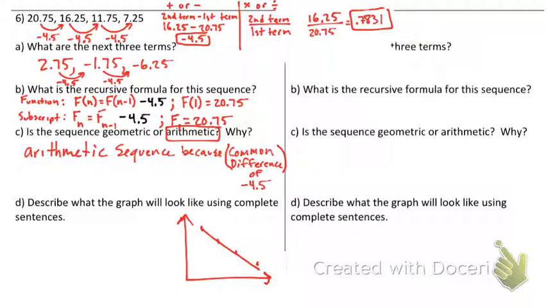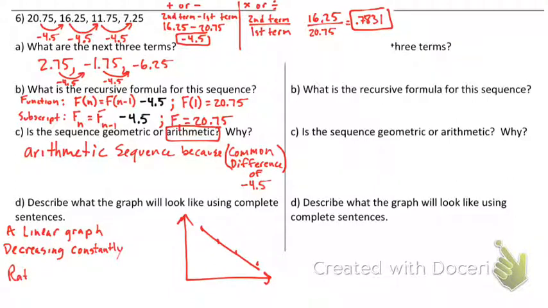All right, so that means we would describe it in a complete sentence. We have a line graph or linear graph decreasing because it's going down, and it's going down in a line. So when it goes down in a line, we use the word constantly.